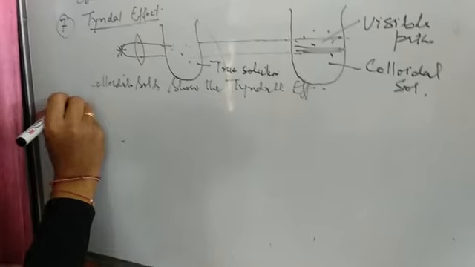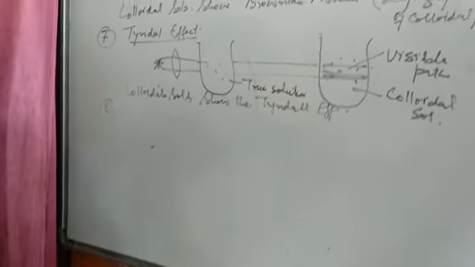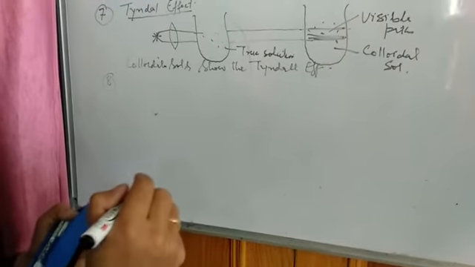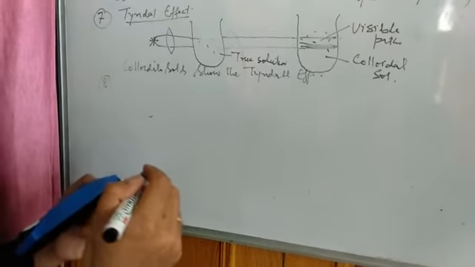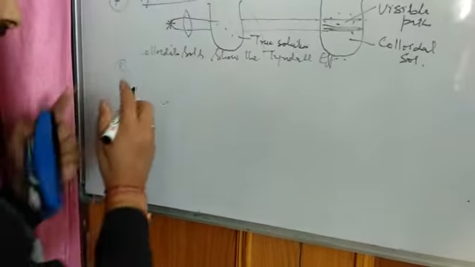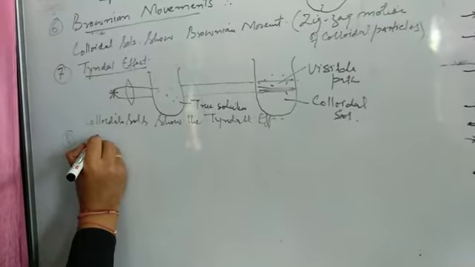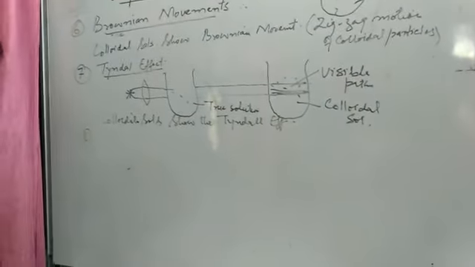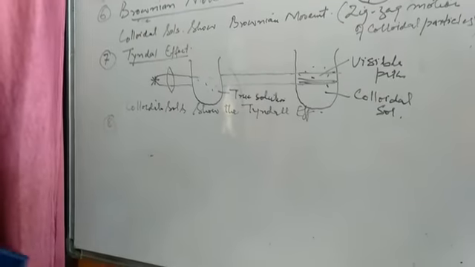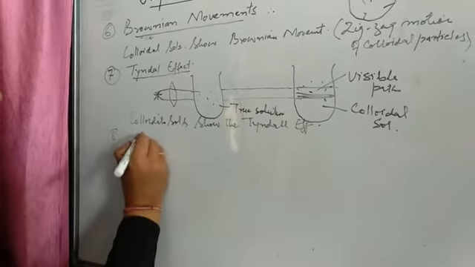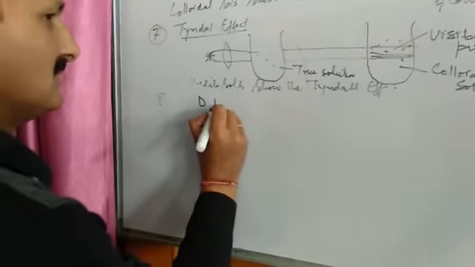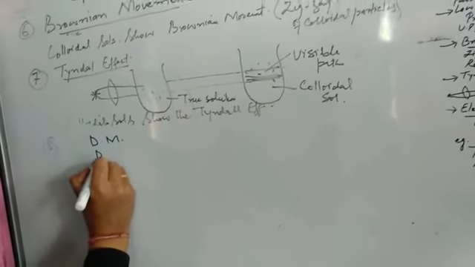Now coming to another property, that is electrical property. Our colloidal solutions show electrical property. What we mean by showing electrical property? It means that our colloidal particles are charged. I just discussed with you that a colloidal solution has two components, that is dispersion medium and dispersed phase.